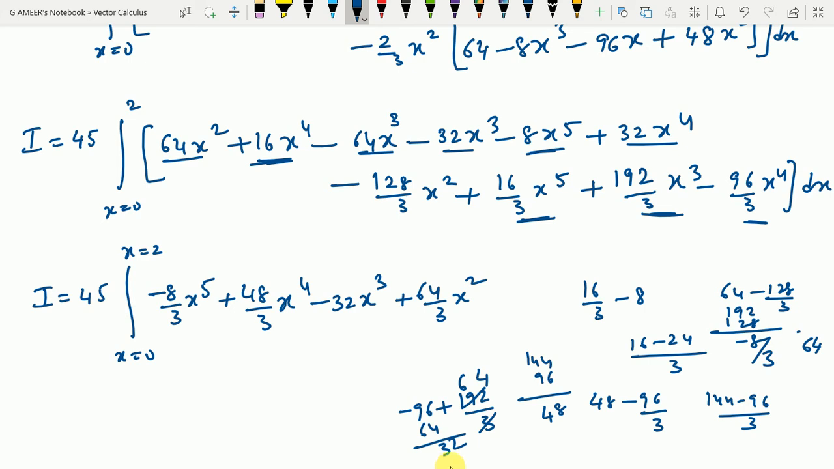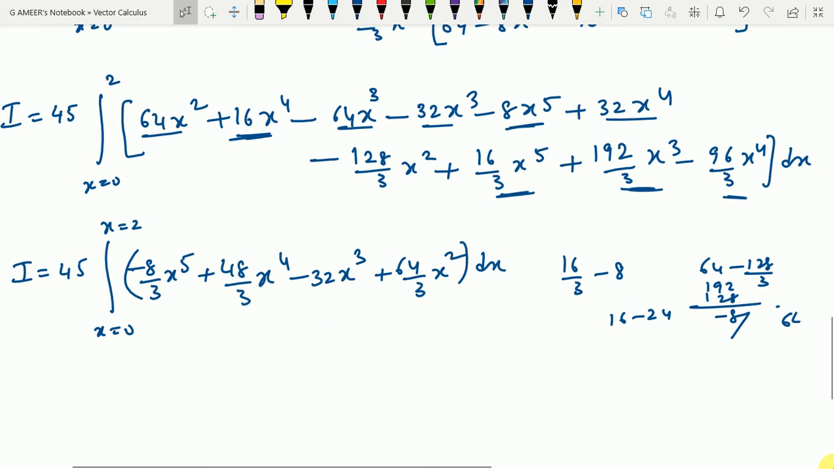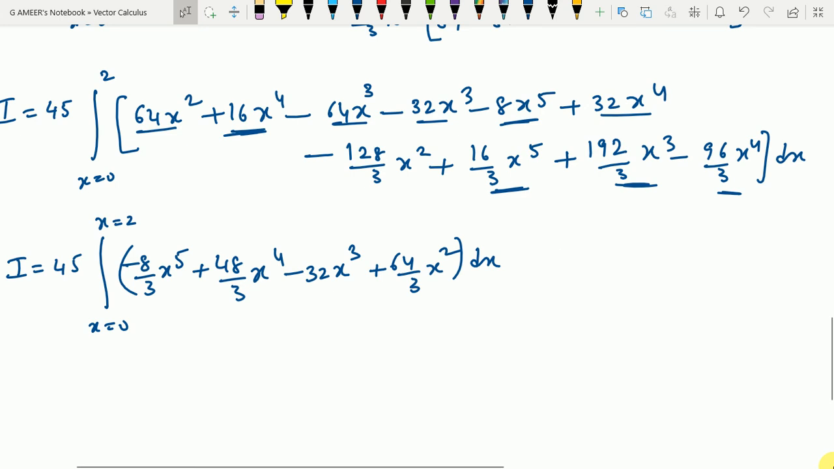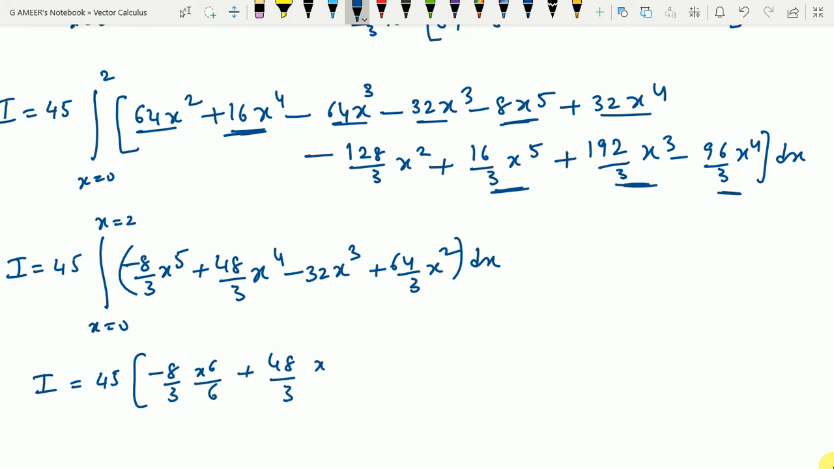So this entire thing we need to perform the integration with respect to x. Okay, now let us see here. So first one, I is equal to 45 into -8/3 x power 6/6 plus 48/3 x power 5/5 minus 32 x power 4/4 plus 64/3 x cube by 3. Lower limit is 0 and upper limit is 2. Lower limit anyway no contribution, only directly substitute the upper limit.